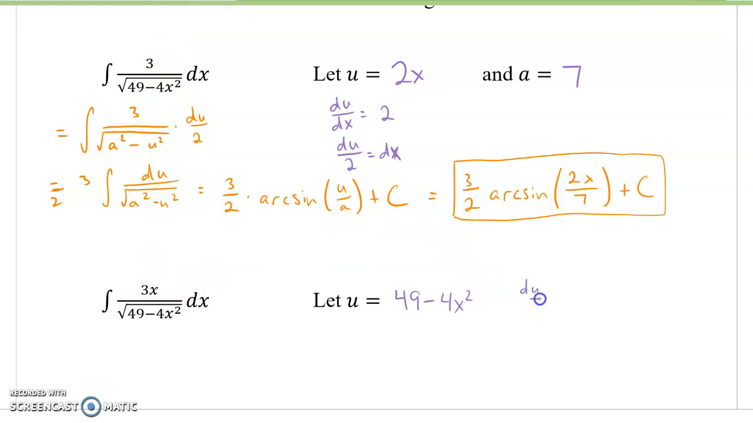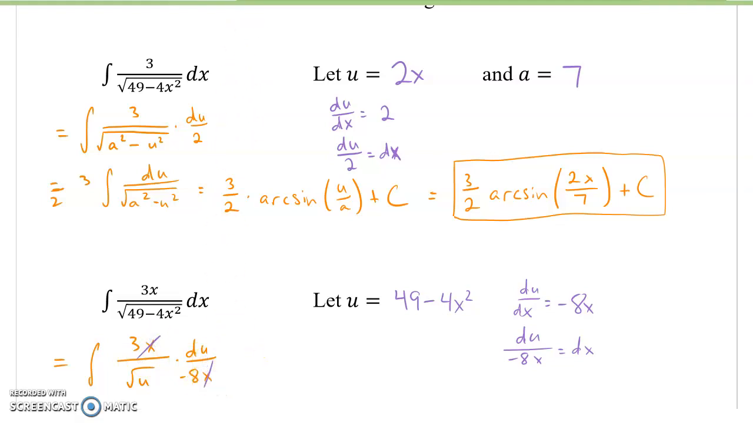So we'll still do the du over dx equals, in this case, negative 8x. And then we'll solve for dx, and we'll get du over negative 8x equals dx. And we don't have an a value to worry about on this one. So when we rewrite the integral, we still have the 3x on the top. Now we have the square root of u on the bottom. And then the dx gets replaced with du over negative 8x. All right? So the x over x, praise be, will be divided out.